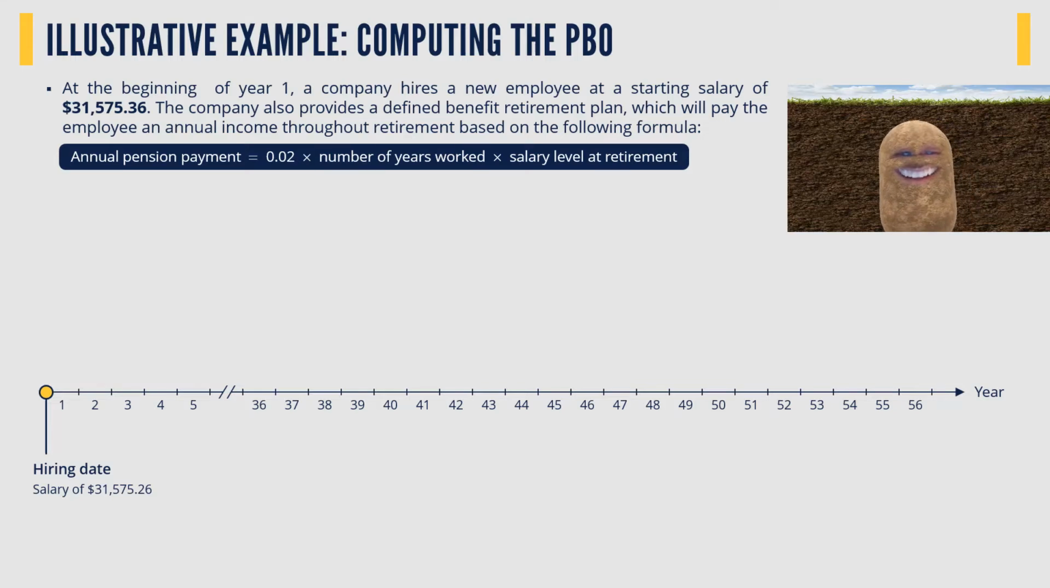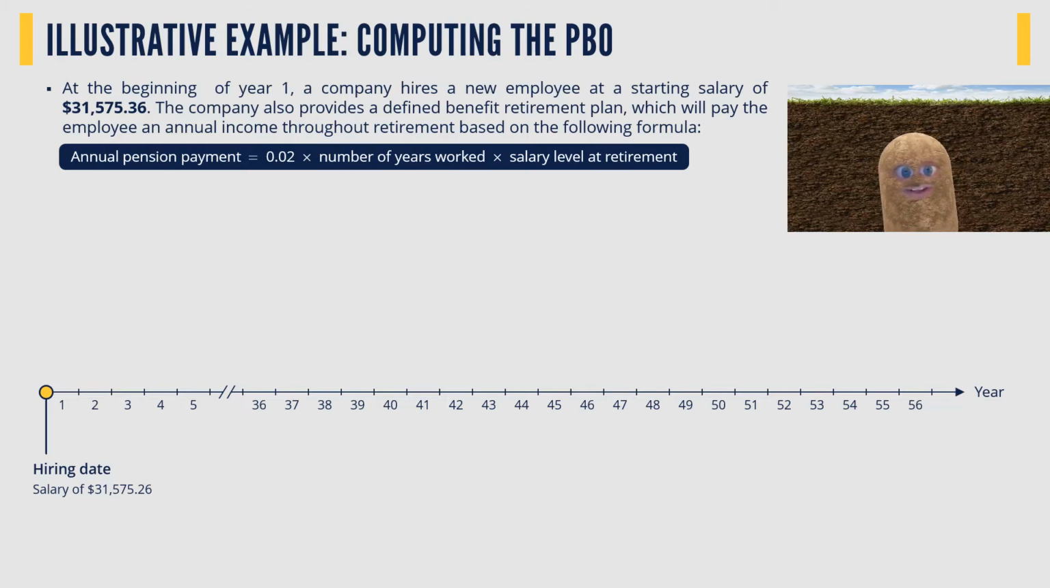Which will pay the employee an annual income throughout retirement based on the following formula. They'll get 2% of the product of the number of years worked prior to retiring times the salary level at retirement. So their current salary at the beginning of year one when they're hired is $31,575.36, which is pretty much what I started out working as an engineer, oddly enough. So that's kind of the deal.